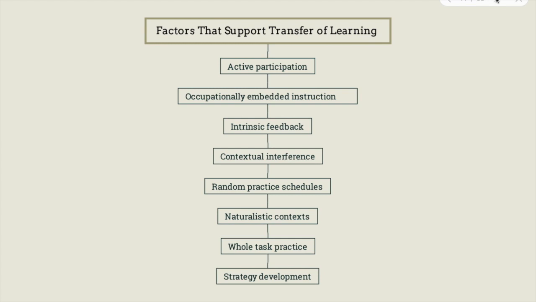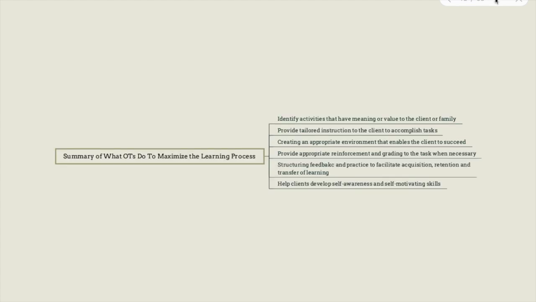All right. And then these are the different factors that support the transfer of learning. So the ultimate goal of learning is to create strategies and skills for the individual that they can apply in a variety of contexts and occupations. The OTs have many different methods available to them to help their clients achieve their goals. So here are just a few different factors that go into the transfer of learning. And then we have the summary of the entire chapter, and this is just to maximize the learning process.